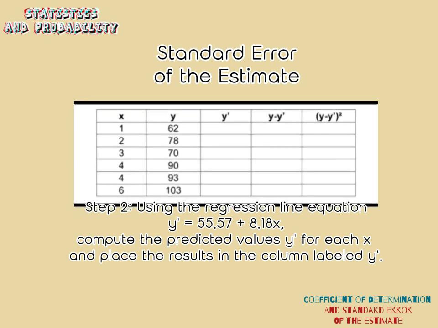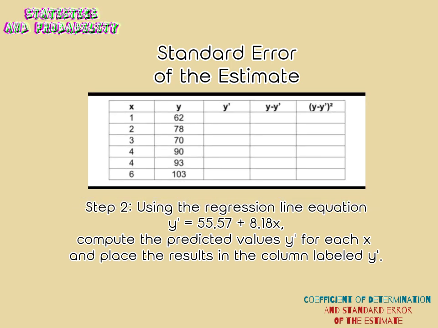Second step is to use our regression line equation y prime is equal to 55.57 plus 8.13x to find the missing numbers in the third column. We just need to substitute the value of x on our equation. There are the results.